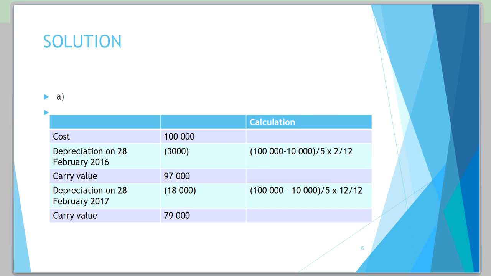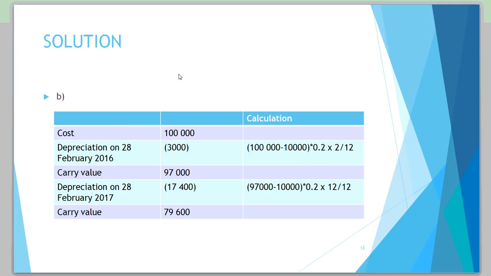Then we need to calculate depreciation also on 28 February. So again, I take my cost price, I less my residual, divided by 5 times 12 over 12, because now I've held this asset for an entire year. Then that gives me a total depreciation of 18,000 and a carry value of 79,000.